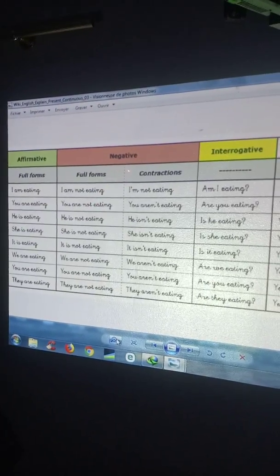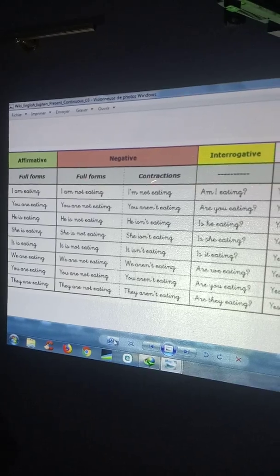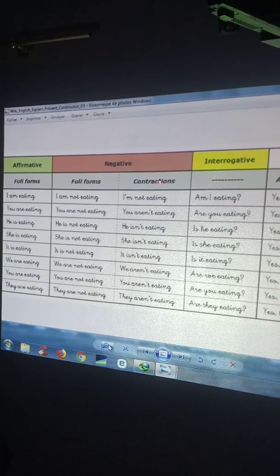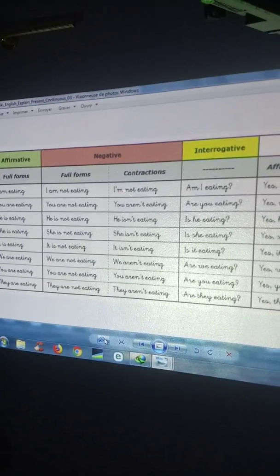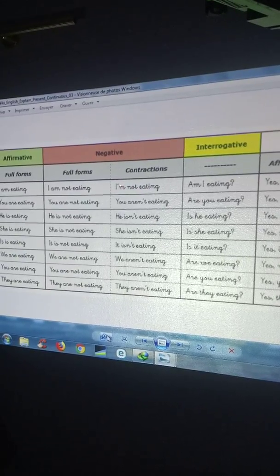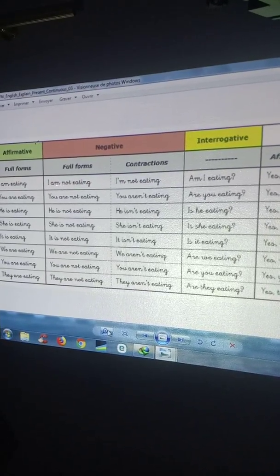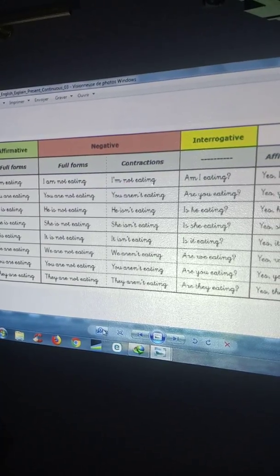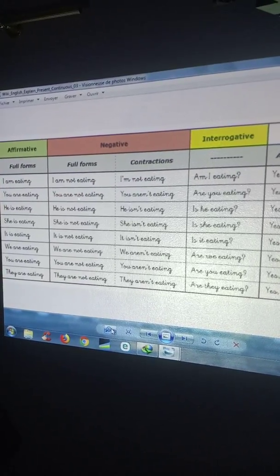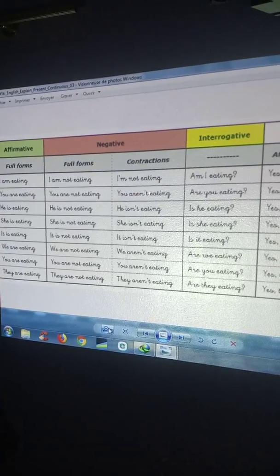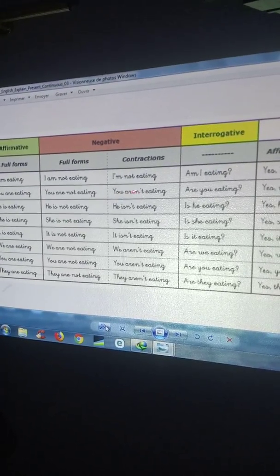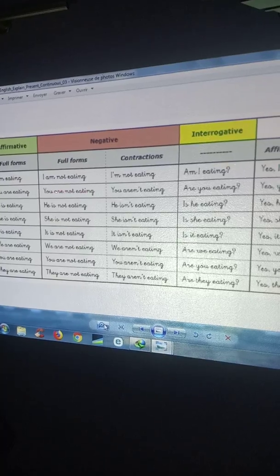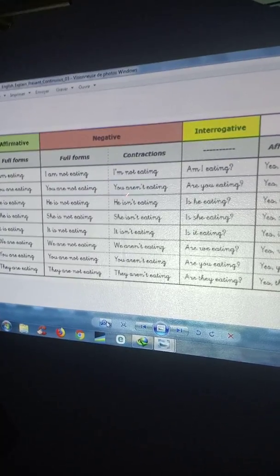Now, for the negative, what do we have? We have the full form and we have the short form, or contractions. Contractions of what? Contractions of the verb to be. So we have I am not eating. You are not eating, you aren't eating. So look here, this is the contraction. You are not, and in here, you aren't.